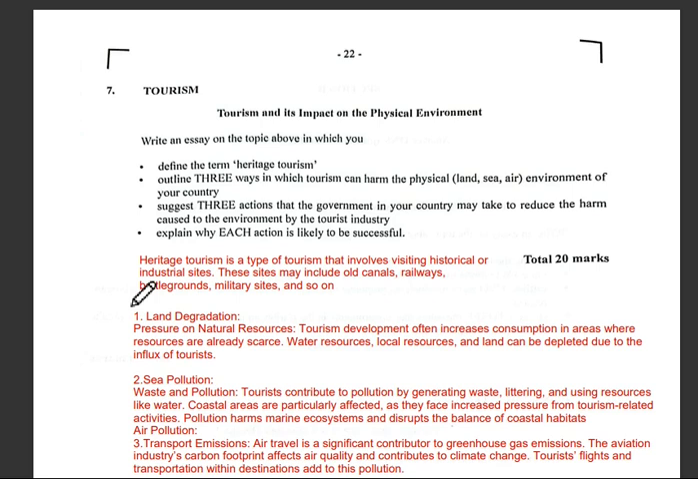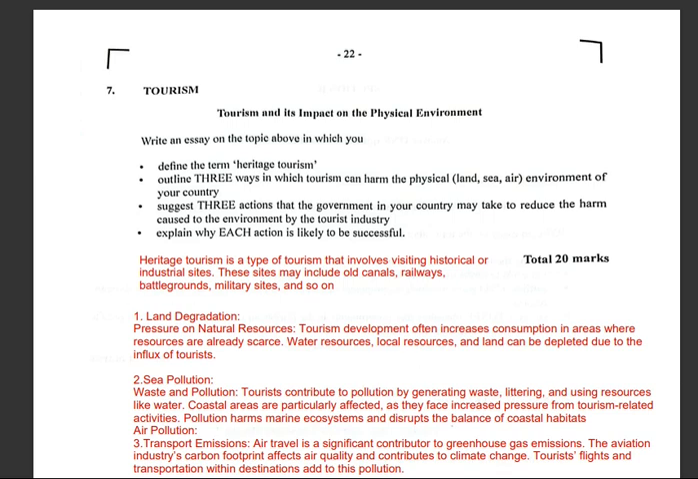Let me read the pressure on natural resources. Tourism development often increases consumption in areas where resources are already scarce. Water resources, local resources, and land can be depleted due to the influx of tourists. So where we had tourist development, it often increases consumption in areas where resources are already scarce. So this is land degradation.